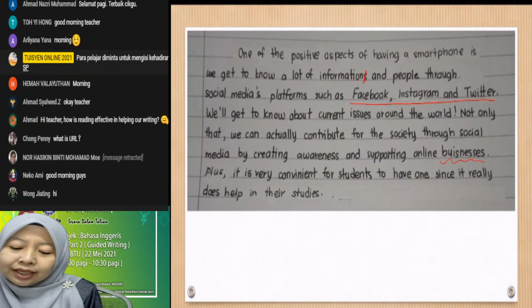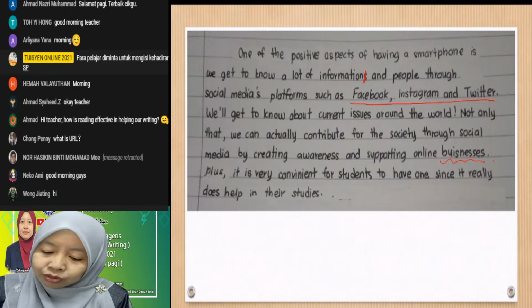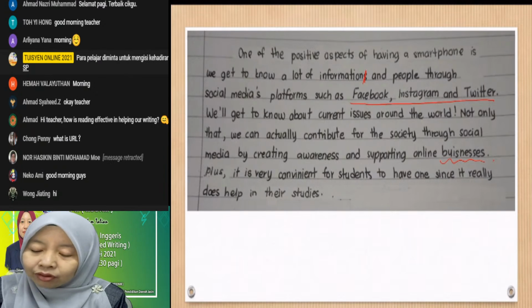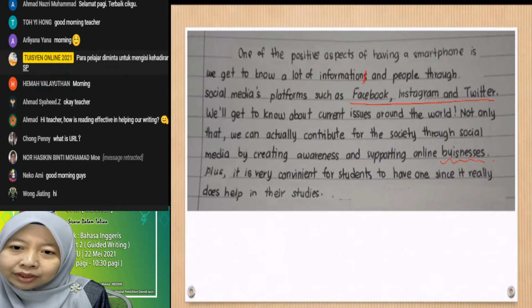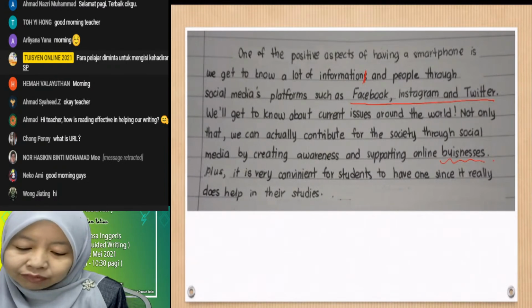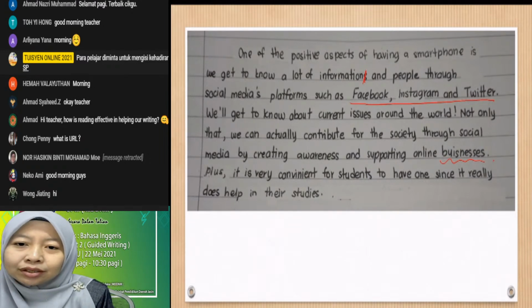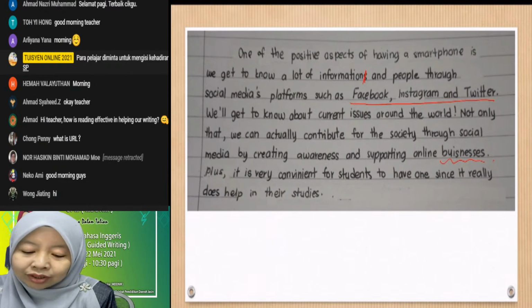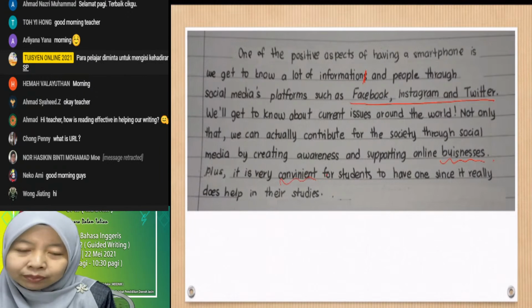Wrong spelling. Okay. When you have smartphone, you can access to social media. So this student explained that social media is not only for connecting you with other people, but it can also helps you to contribute to the society by creating awareness and supporting online business. So this student give another view of using social media. Very good. Plus, it is very convenient for students to have one, since it really does help in their studies. So they get experience, they get ideas on how they can contribute to the country. So it actually can help them in developing themselves.